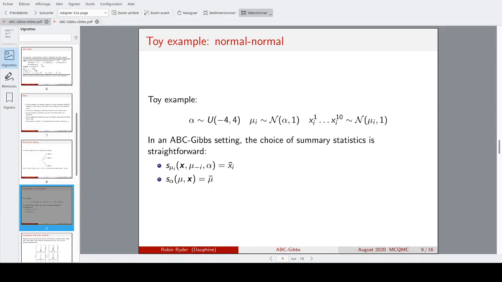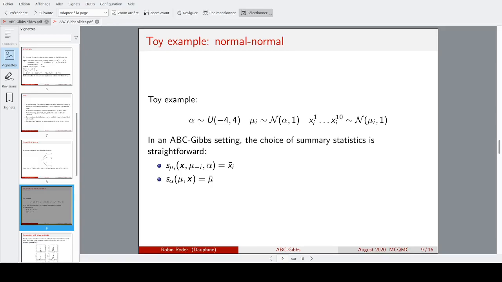Now notice that in this case, the summary statistic for alpha is not a summary statistic at all. It's not a statistic, since it doesn't depend on x. It depends only on the other parameters. But it's obviously the most natural choice, and there's no issue with using it in a Gibbs setting, whereas it wouldn't be possible to use it in a vanilla ABC setting.